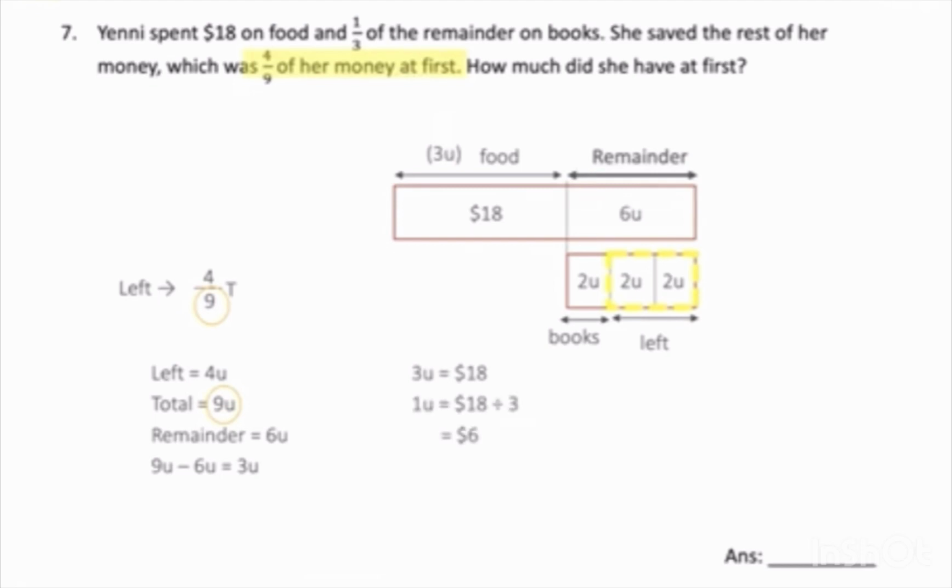Any question until here? Any question? How much did she have at first? So at first it is $18 plus 6 units, or you can simply do 9 units times $6. $54. Either way is fine.